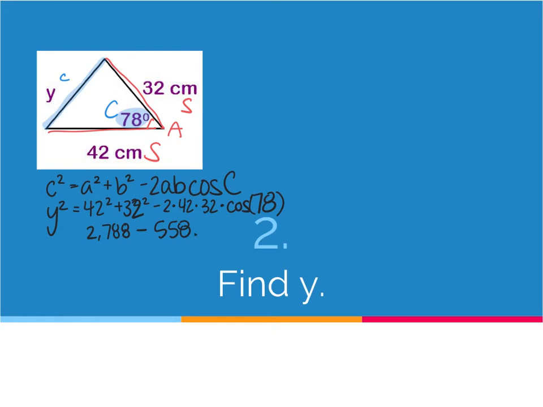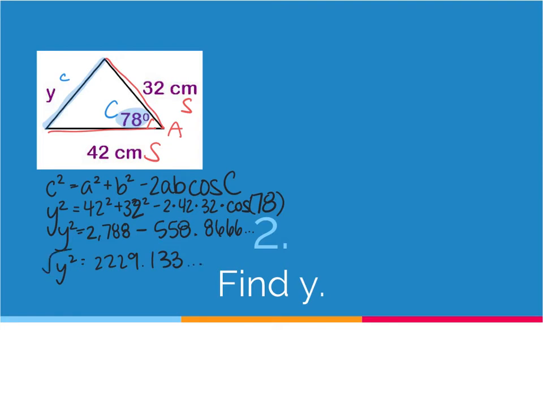And actually, we're going to want to make sure that that's exact. So let's leave it as 558.8666 and so on. And that's going to give us y squared. I'm going to do 2,788 minus that answer of 558.86666249 to get y squared equals 2,229.133 and so on.